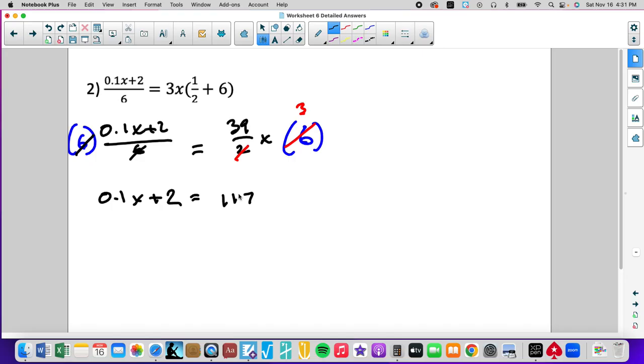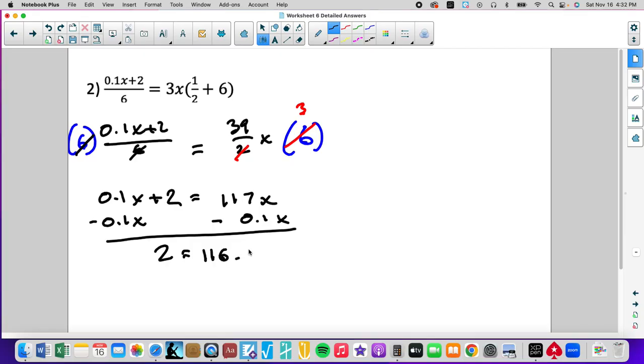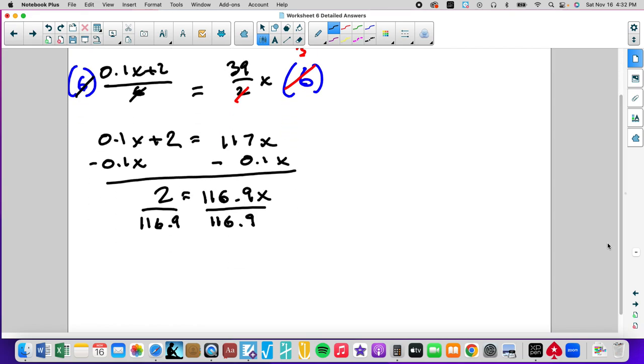117x. Is that correct? Yeah, I think my answer's right. That's 27. Yes. And now we're going to minus 0.1x, minus 0.1x, which is 2 equals 116.9x. Divide by 116.9.